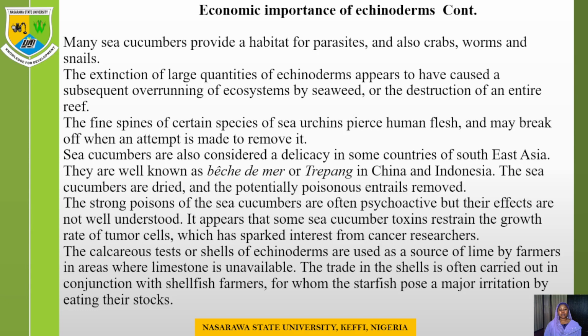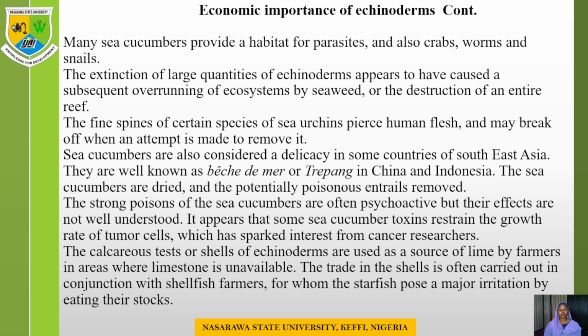Sea cucumbers are also considered a delicacy in some countries of Southeast Asia. They are well known as bêche-de-mer or trepang in China and Indonesia. The sea cucumbers are dried and the potentially poisonous entrails removed. The strong poisons of sea cucumbers are often psychoactive, but their effects are not well understood. It appears that some sea cucumber toxins restrain the growth rate of tumor cells, which has sparked interest from cancer researchers.